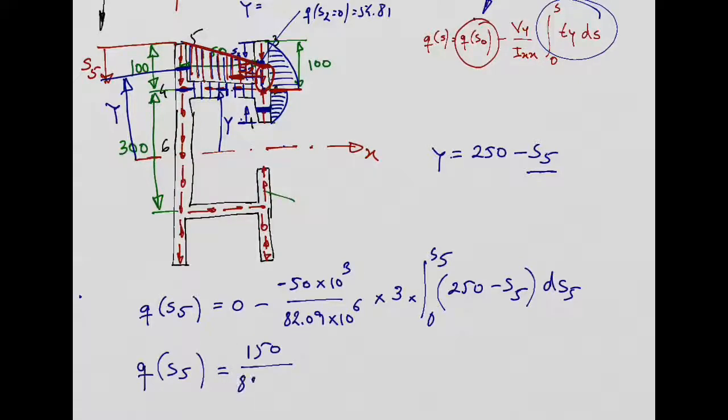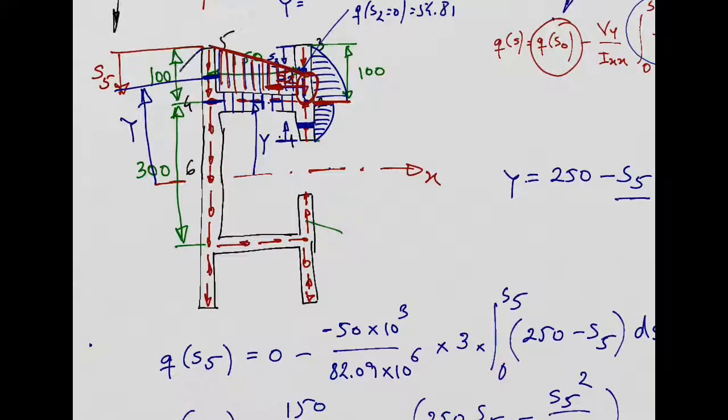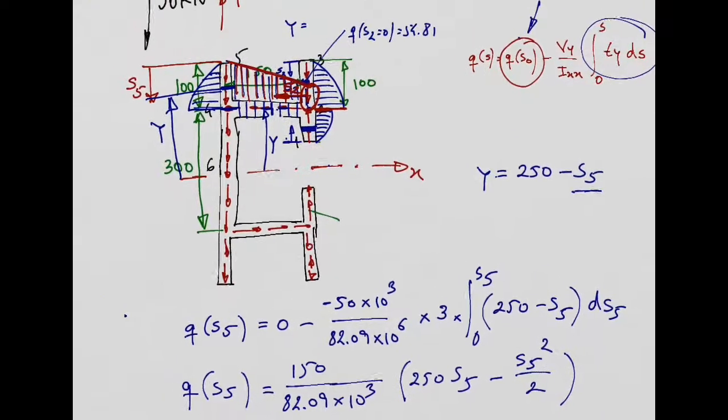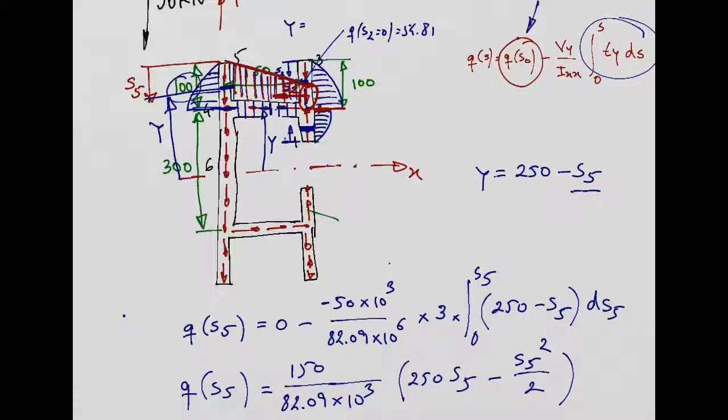150 over 82.09 times 10 power 3. And then this multiplies what? 250 S5 minus S5 squared over 2. Again, quadratic distribution for the shear flow. So we will get something like this for the distribution, starting from 0 and going all the way until point 4, right? Which we can in fact calculate, how much is the shear flow arriving from point 5 into point 4. And for that, I just need to replace S5 by 100, right?